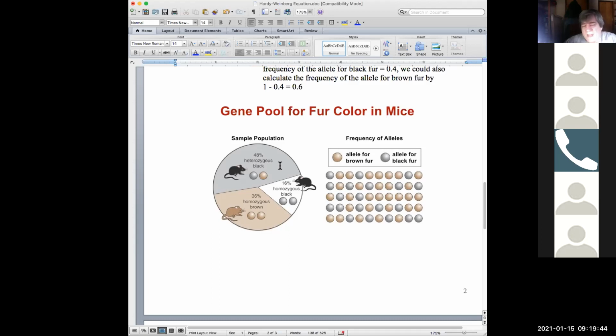Notice if they're heterozygous black, which characteristic is dominant? Can anybody tell me which characteristic is dominant if heterozygous mice have black fur? Notice we have 16% that are homozygous black. We have 36% that are homozygous brown. But if heterozygotes are black, does that mean black is dominant or does that mean brown is dominant? Black.